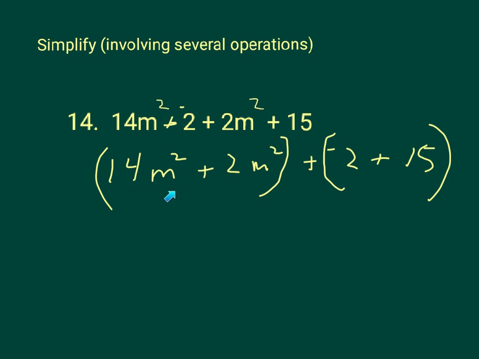These terms can be added because they're like each other. These terms can be combined with addition because they're like each other. 14 and 2 makes 16. The label doesn't change, it's addition. 2 negatives and 15 positives makes 13 positives. So the result is 16m to the second plus 13.